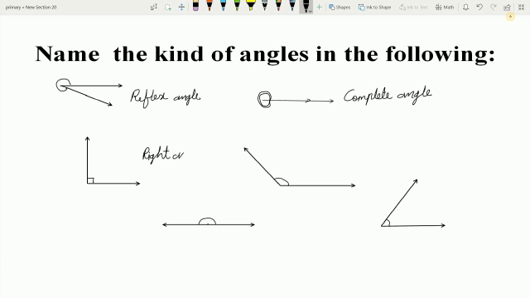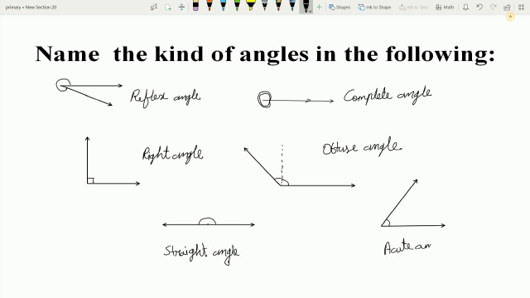And the next one is right angle. Students, now look at the next figure. And here you can see it is more than 90 degrees but less than 180 degrees. It means it is obtuse angle. Now let's see the next figure. And here the angle is formed on the straight line. So it means it is exactly 180 degrees. So we can say it is a straight angle.